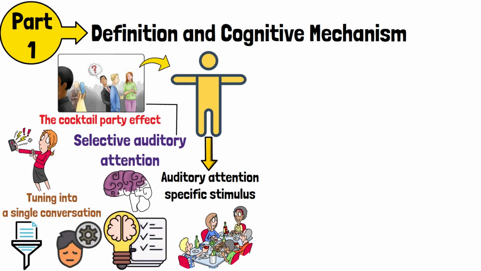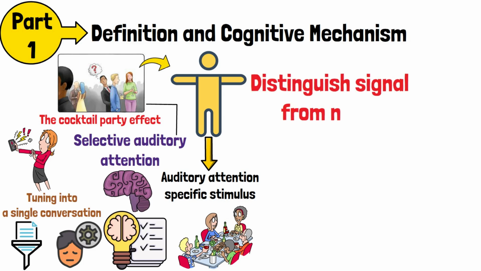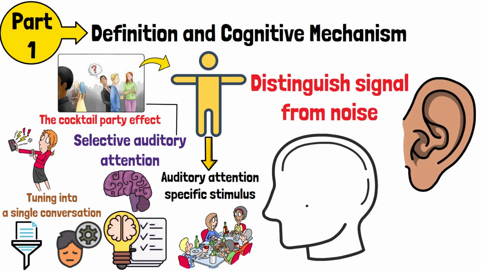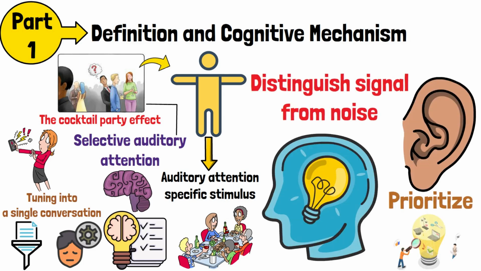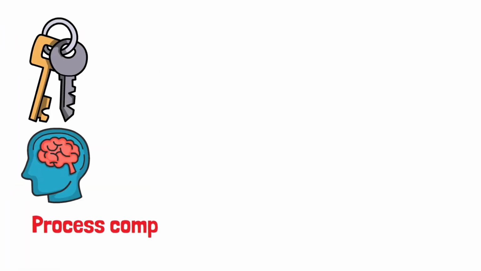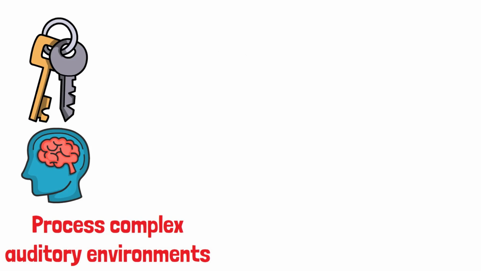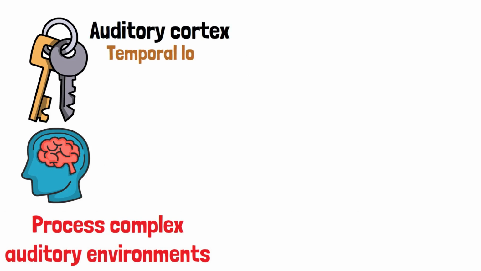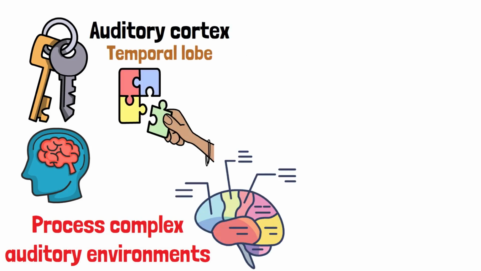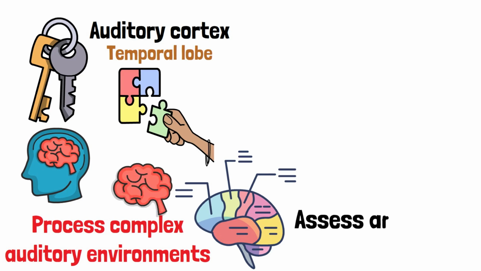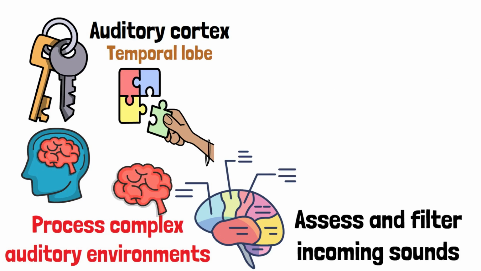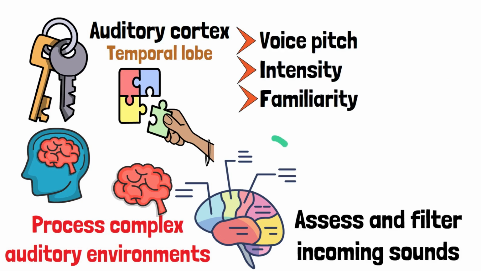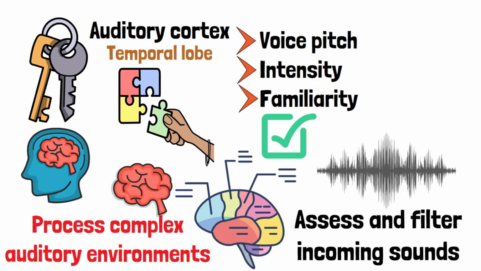It's closely linked to the brain's ability to distinguish signal from noise, using both auditory and cognitive processes to prioritize relevant information. Key to this ability is the brain's capacity to process complex auditory environments. The auditory cortex in the temporal lobe collaborates with higher-order brain regions like the prefrontal cortex to assess and filter incoming sounds. Factors such as voice pitch, intensity, and familiarity play a vital role in making a particular voice stand out against the backdrop of noise.